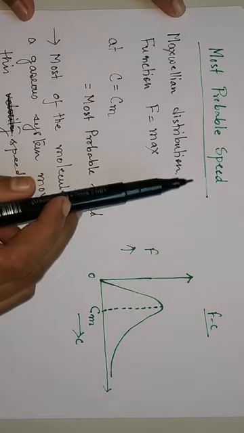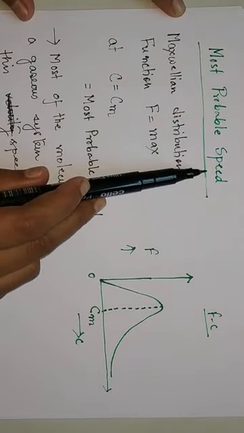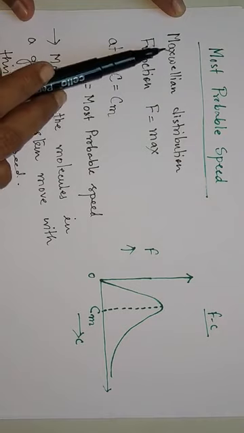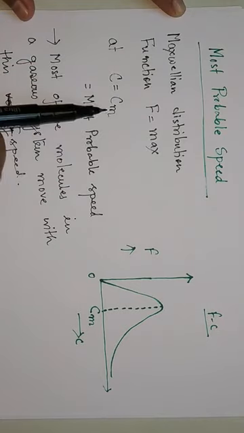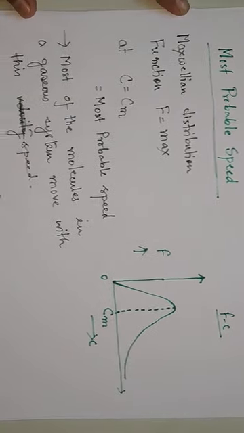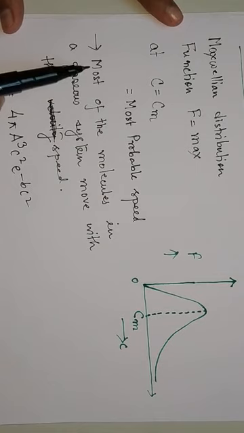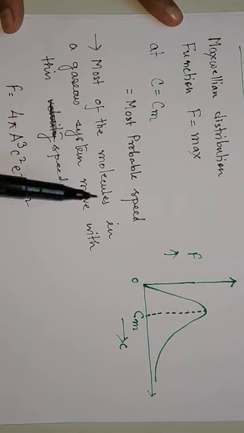We will find the expression for the most probable speed. It is the speed at which the Maxwellian distribution function becomes maximum, and it is denoted by Cm, m for most probable speed. Also it is the speed with which most of the molecules in a gaseous system move.